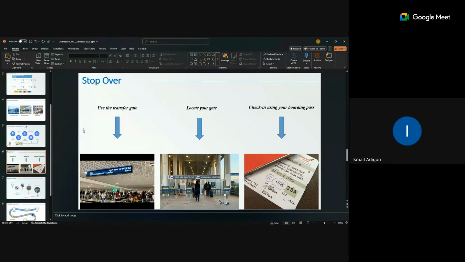Stopover. It's very important in your stopover to know your transfer gate. You can see everything is listed here: your transfer, your time, your seat number, everything is listed on your airline ticket. So know your transfer gates, locate your gates. Very important here, especially Ethiopian Airline. If you've used Ethiopian Airline before, you will know this gate. Very, very popular. So check in using your boarding pass.